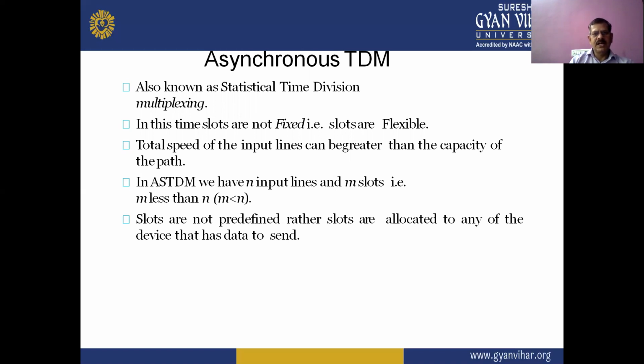In ASTDM, we have n input lines and m slots. So m is less than n, because here n is the number of input lines and m is the number of slots. So m is less than n here. Slots are not predefined, rather slots are allocated to any of the devices that have data to send.